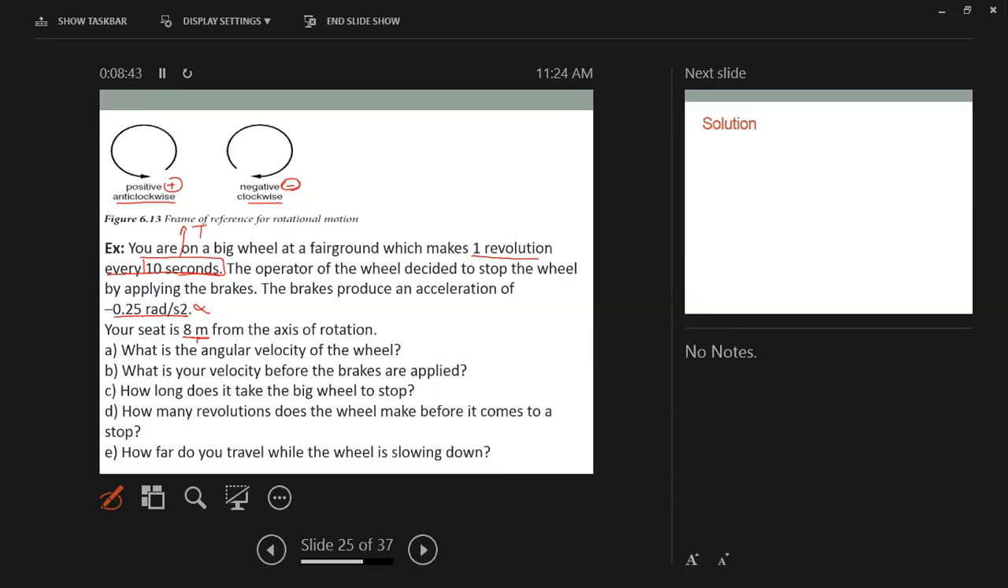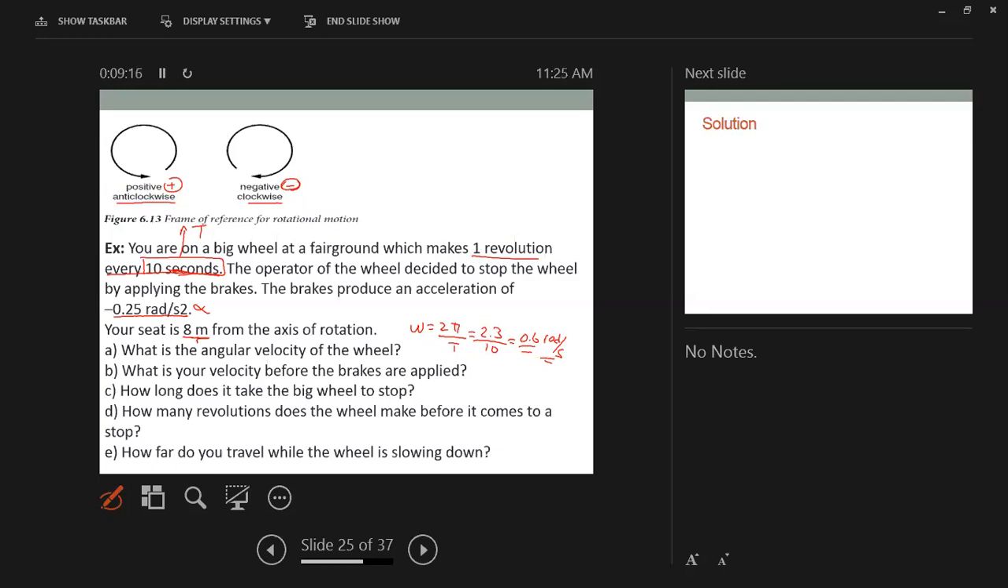To find the angular velocity, what do you do? Angular velocity equals 2 pi over T, right? You can take pi as 3 here. So let's put it here. 2 times 3 over, what is our period? We found the period over here. It is 10. So 2 times 3 over 10, that is going to be 6 over 10. It is going to be 0.6 rad per second, okay? This is going to be our angular velocity, okay?